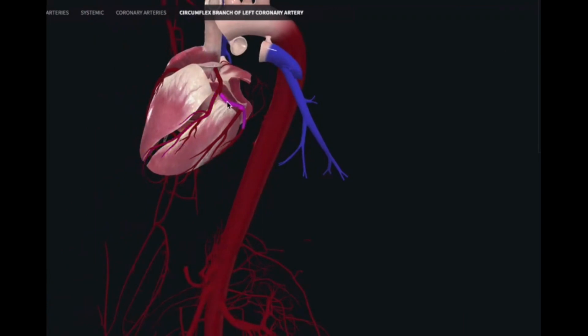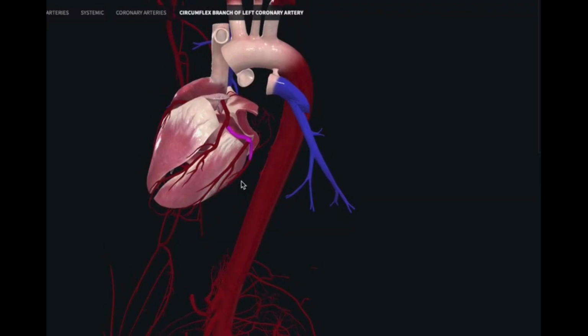Then you have the second branch, which is known as the circumflex branch of the left coronary artery. So remember, the left coronary artery splits into the LAD and the left circumflex branch. Whenever you hear circumflex branch, think that the doctor is usually always referring to the left coronary artery. Just pause the video and think: in this video so far, did I mention anything about a circumflex artery on the right coronary artery? No, I didn't. So whenever you hear the word circumflex branch, always think they're referring to a branch of the left coronary artery.